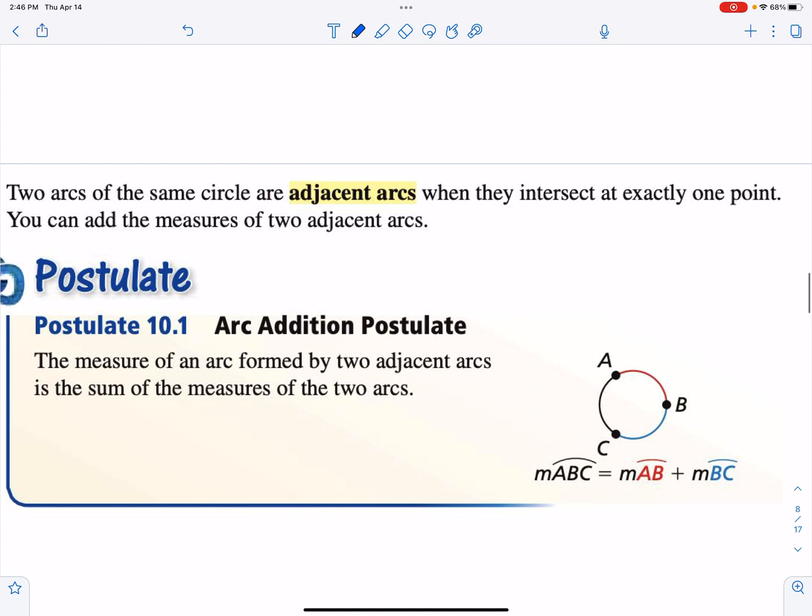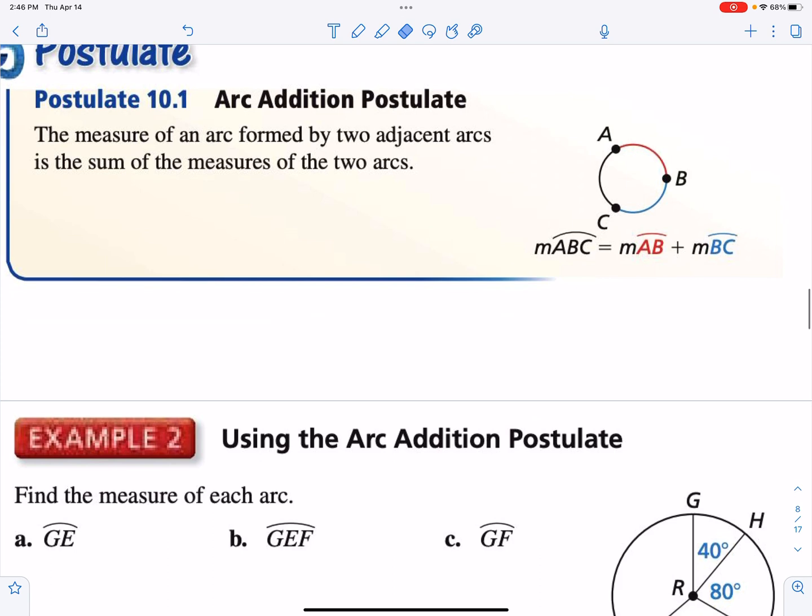Okay, the next thing we're looking at is arcs that have the same or shared parts. So two arcs of the same circle are called adjacent when they intersect at exactly one point. You can measure two adjacent arcs by adding them up. So again, it shouldn't be too unfamiliar to us that if I know this arc here and I know this arc here, I should be able to add those up to find the measure of arc ACB if I need to. So that's all that postulate's saying. It should be pretty self-explanatory.